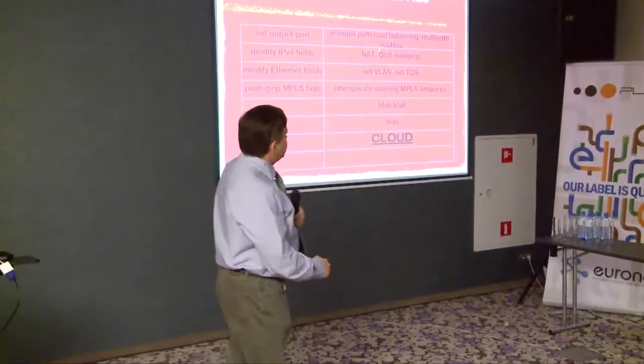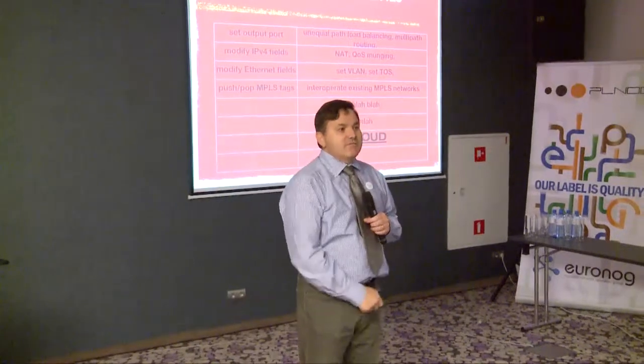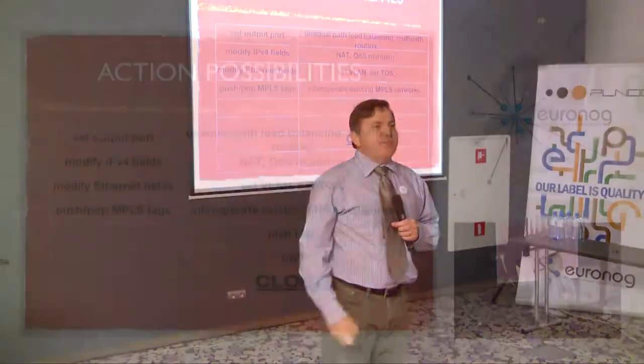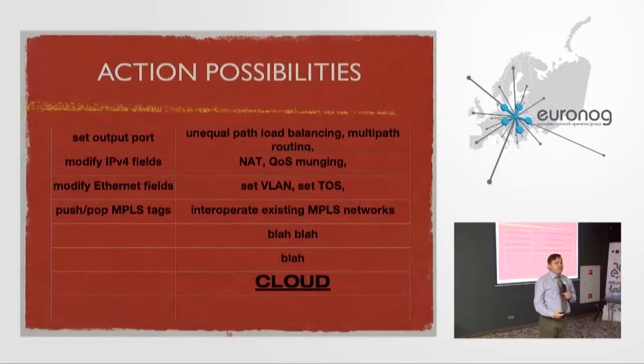Modify IP fields, NAT, coarse munging. Right? So if you're going to modify a field for IPv4, you can say, I want this QoS tagging. You want to be able to reprogram your QoS tagging on a basis. As long as there's enough bandwidth between your controller and the device, sure, you could remunge your QoS profile every 60 seconds. Why not? Modify Ethernet fields. You can set VLAN tags and TOS, so you can remap an Ethernet frame from one VLAN to another VLAN frame.